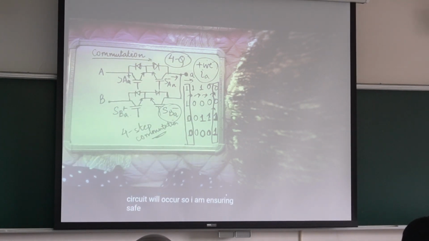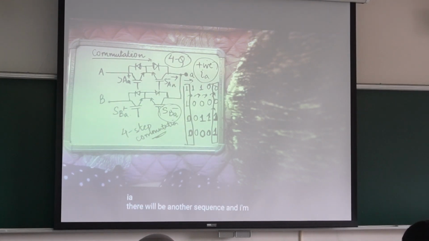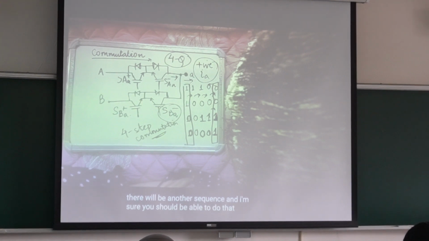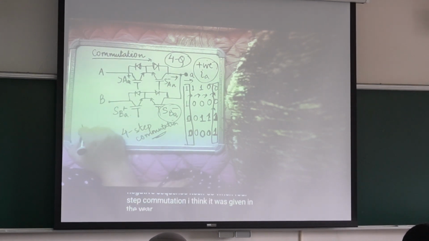So I am ensuring safe commutation. Similarly for negative IA, there will be another sequence, and I'm sure you should be able to do that negative sequence yourself.